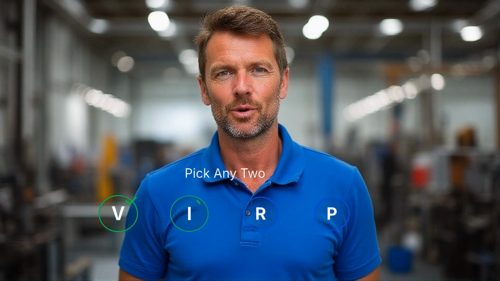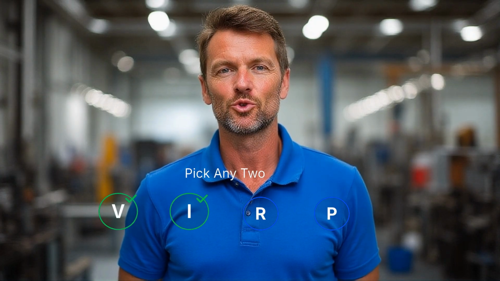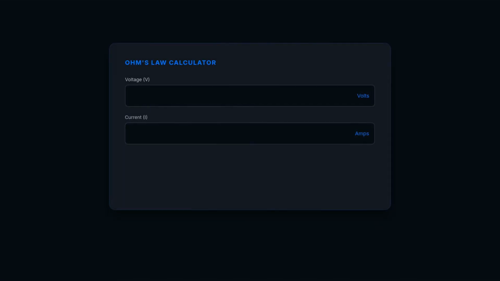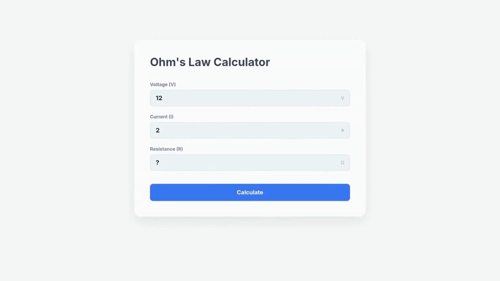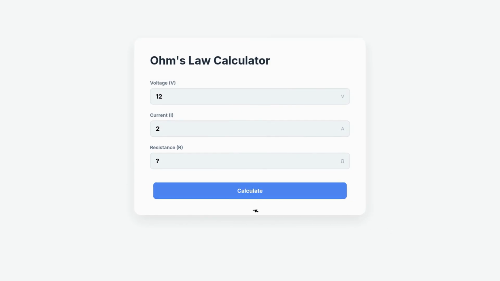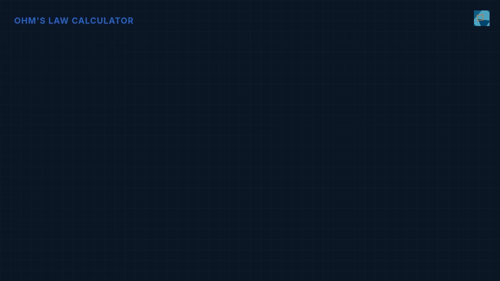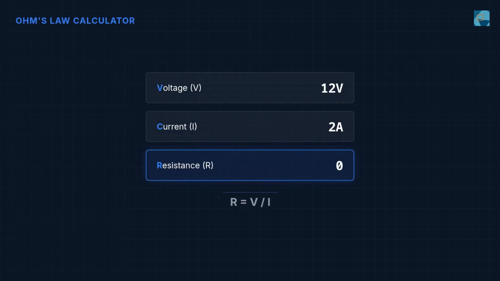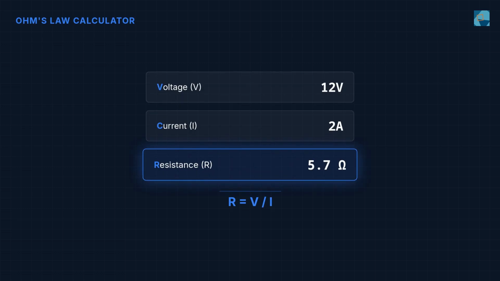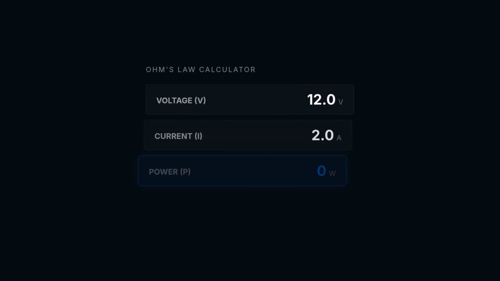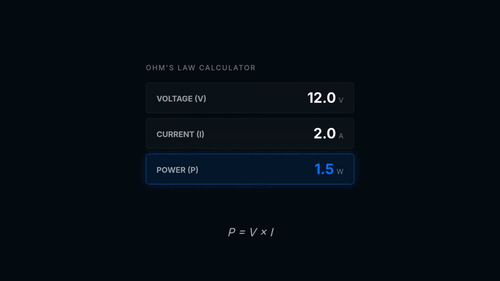To use this calculator, you only need to fill in any 2 of these 4 fields, leaving the other 2 blank. Let's work through an example. If I enter 12 for voltage V and 2 for current I, then click Calculate, the calculator automatically determines the missing values. The resistance R field will show the calculated resistance value based on voltage divided by current. The power P field will display the calculated power value based on voltage times current. This calculator instantly applies Ohm's law and the power formula to solve for your unknown parameters.